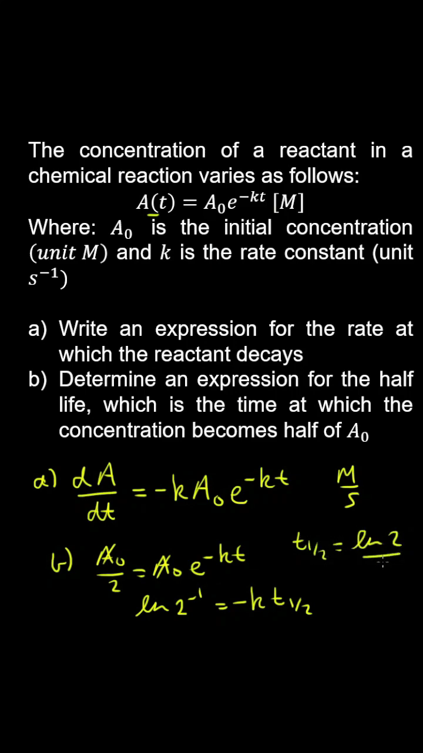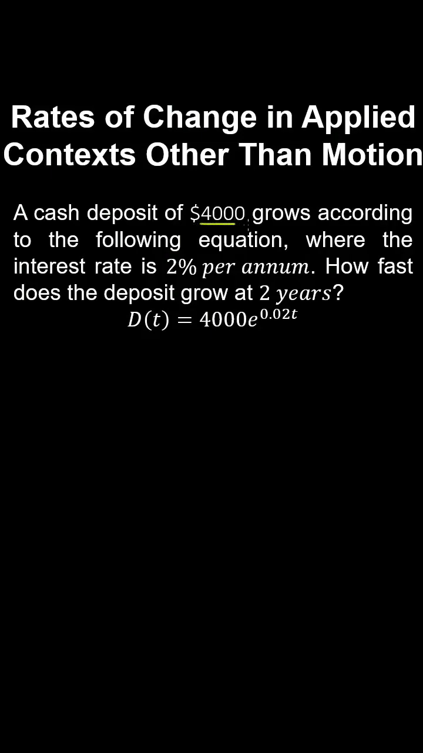we get the half-life is equal to the natural log of 2 on k. A cash deposit of $4,000 grows according to the following equation, where the interest rate is 2% per annum or per year.